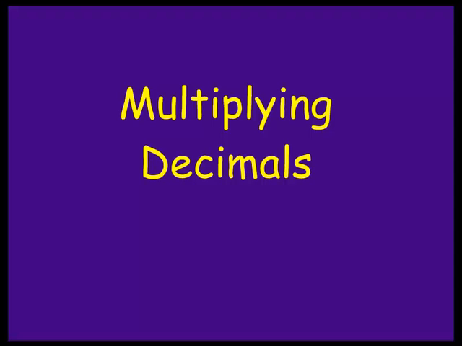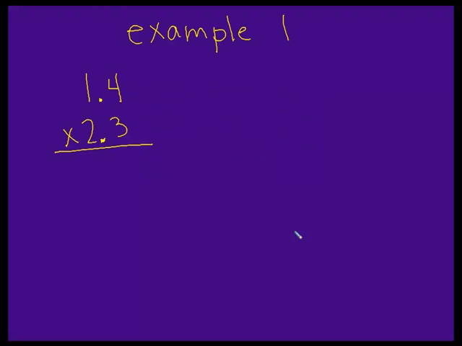In this video, we're going to show you the traditional algorithm for multiplying decimals. This is the way that your parents are familiar with. So we're going to do an example together. Our first problem is going to be 1 4/10 times 2 3/10.